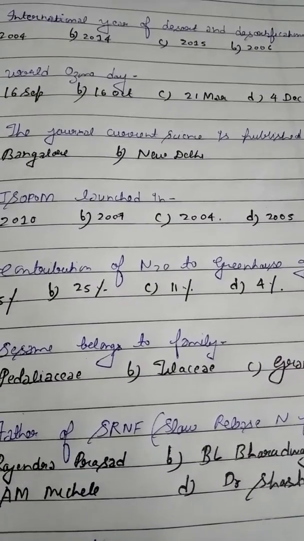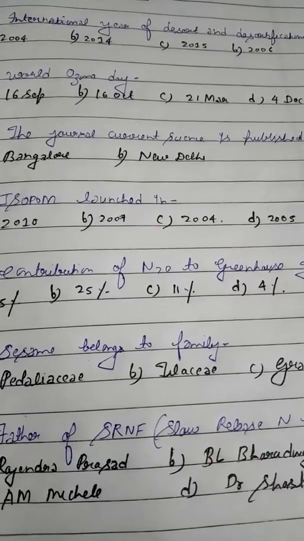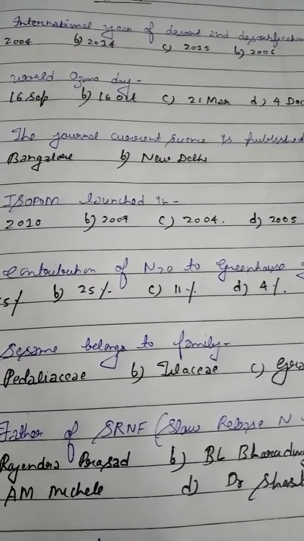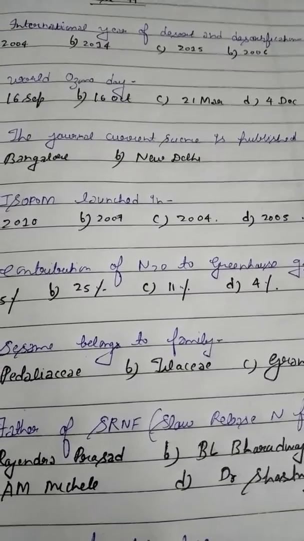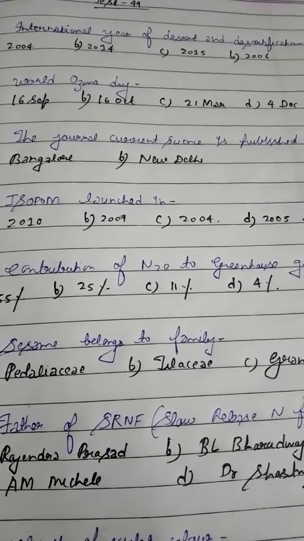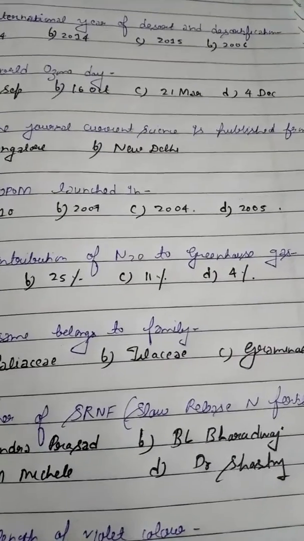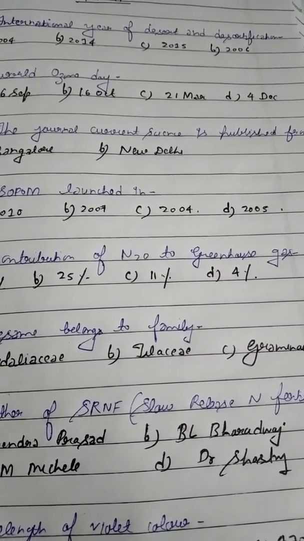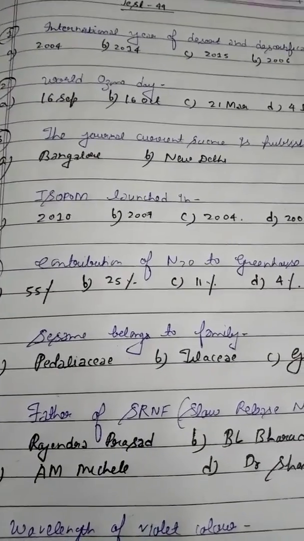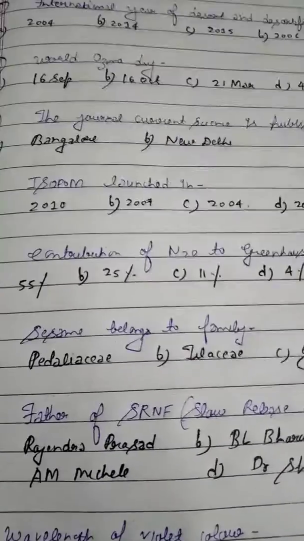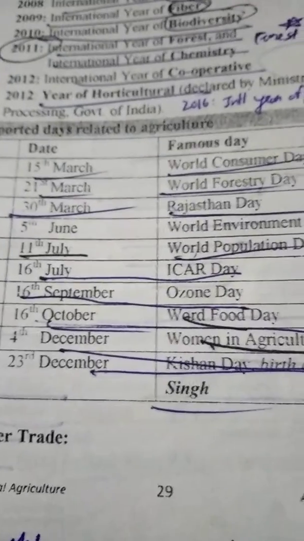Also remember 22nd March. 22nd March is your World Water Day. Also remember 23rd March. 23rd March is your World Agrometeorological Day. Also remember 3rd March. 3rd March is your World Wildlife Day. And students, 4th December is Women in Agriculture Day. So students, World Ozone Day is celebrated on 16th September. Please remember it.